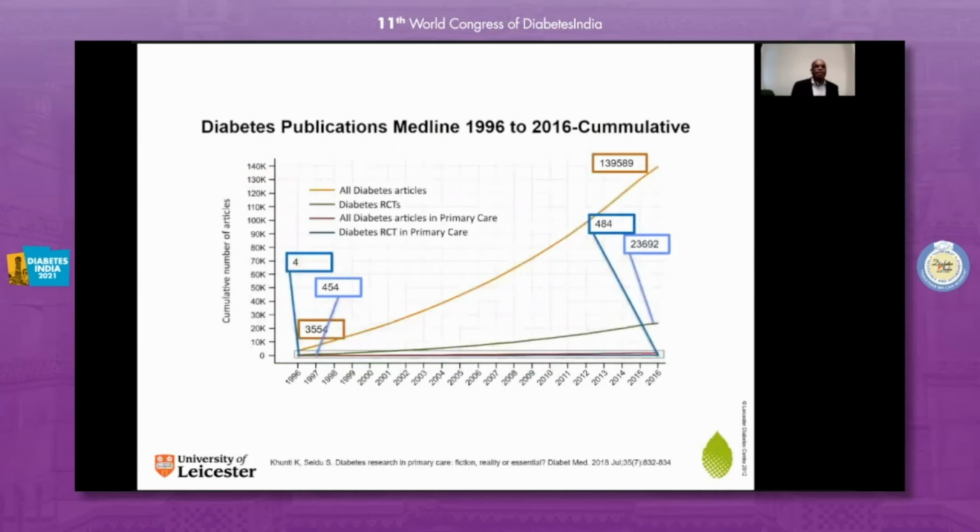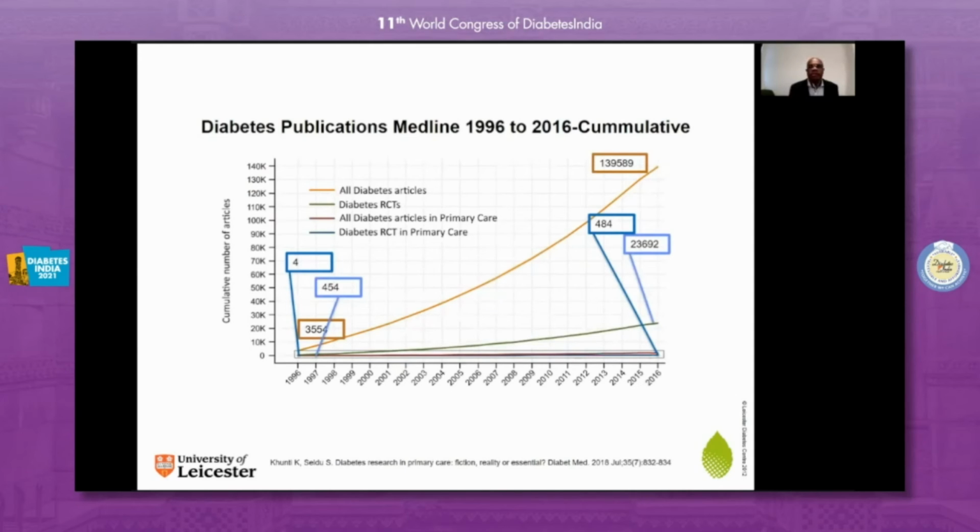And then finally, one of the biggest challenges that we have in primary care is that there is no co-production of these guidelines. So this is a study that we published a couple of years ago now, looking at all diabetes articles published and diabetes randomized control trials published. And then we compare that to all diabetes articles and diabetes randomized control trials published in primary care.